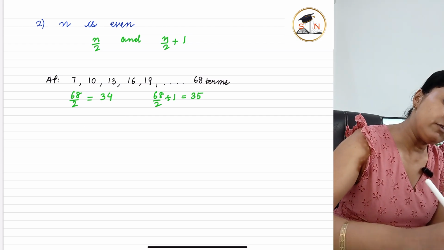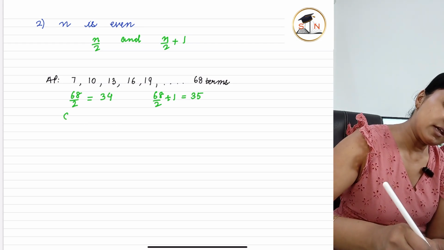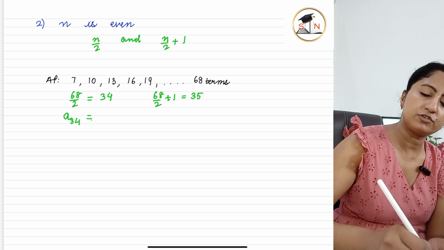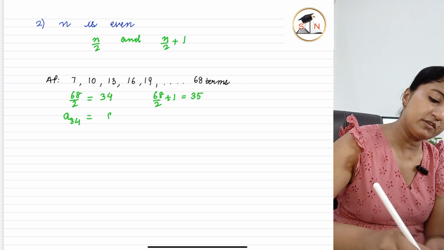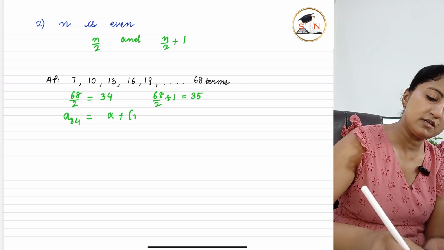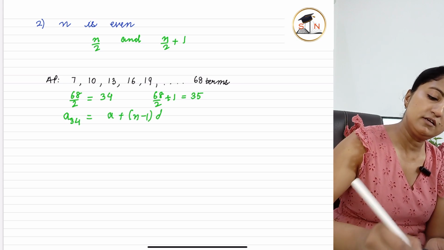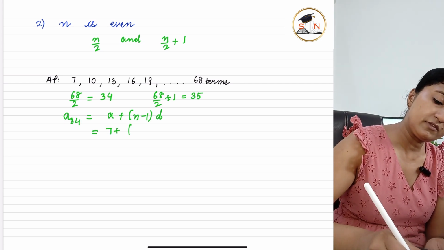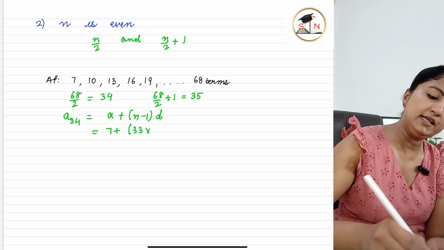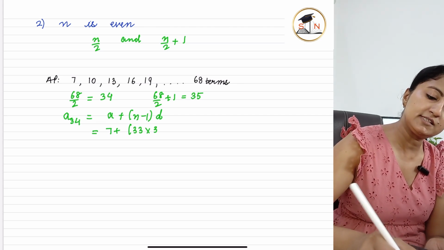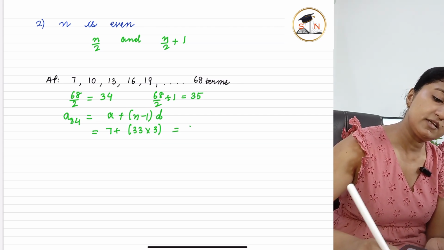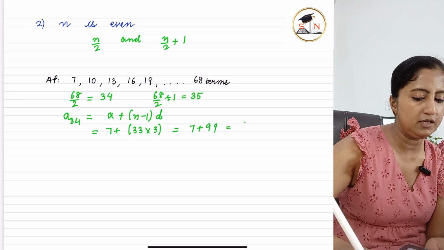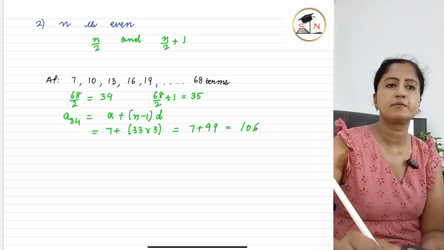Just a second. We need to find A34 over here, right? So that means the 34th term. It is going to be with the expression a plus (n minus 1)d, and that is 7 plus 33 times d, which is 3 in this case.